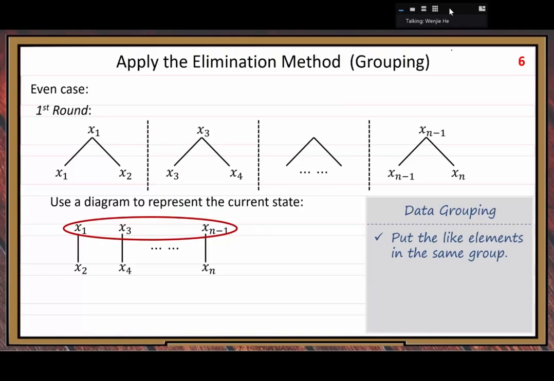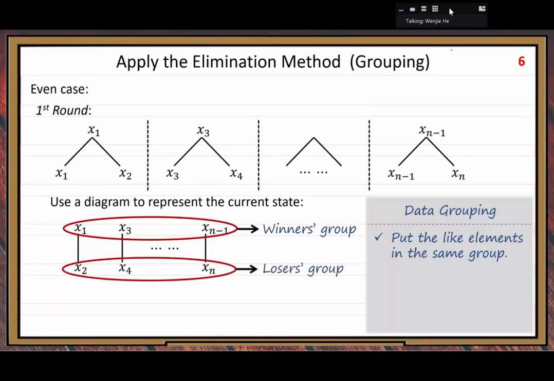All the top elements, we put them in one group. We call it the winners group because they are all winners. The bottom elements go in another group, the losers group. They share the same property: all winners, same property; all losers, same property. So when we do processing, we need to use these two common properties.